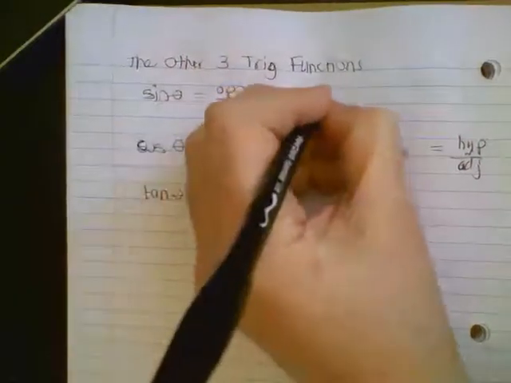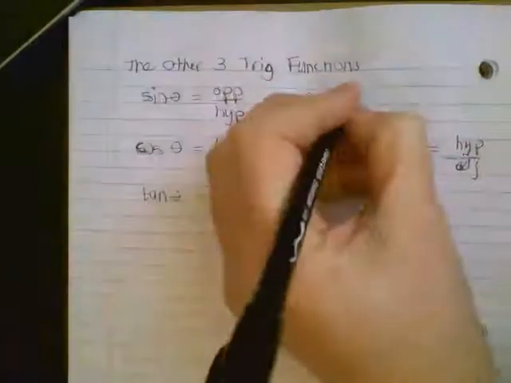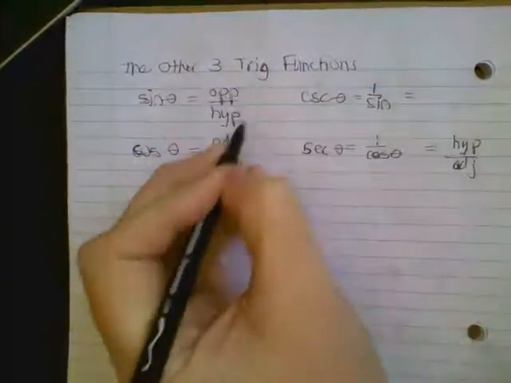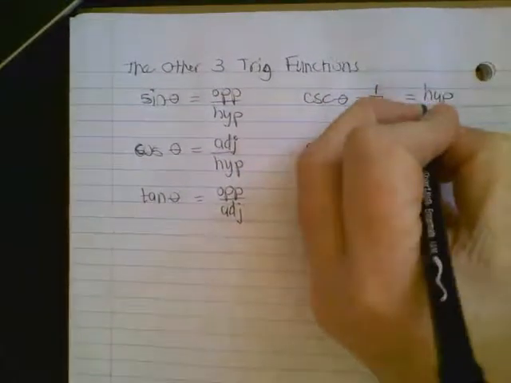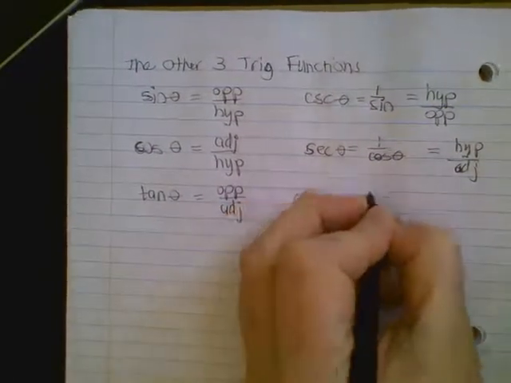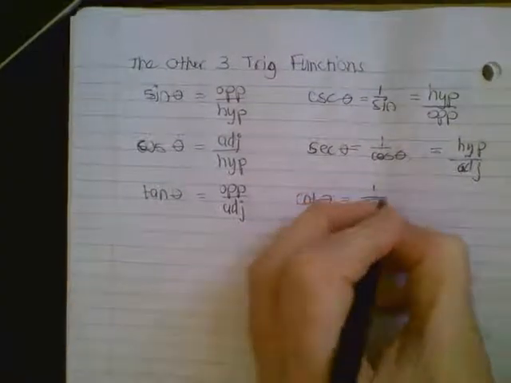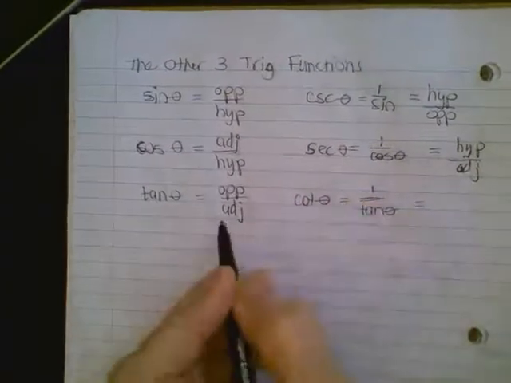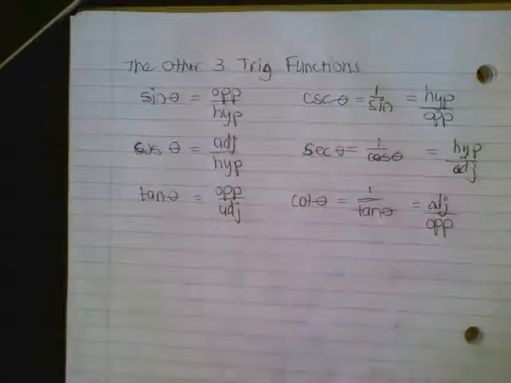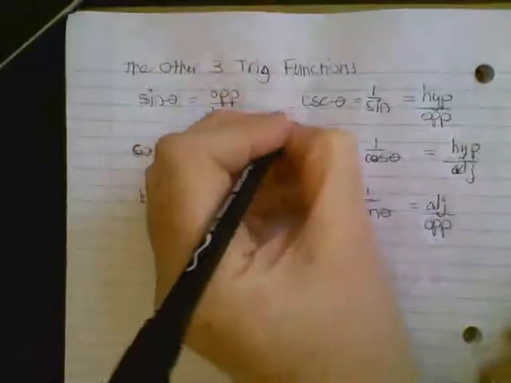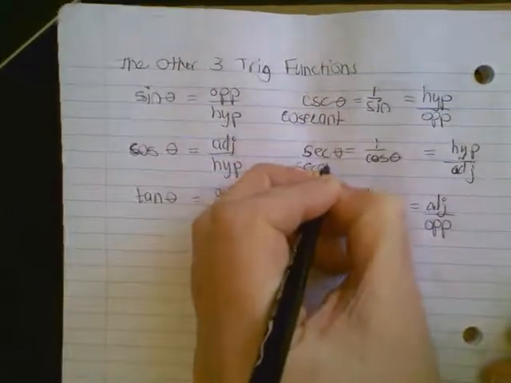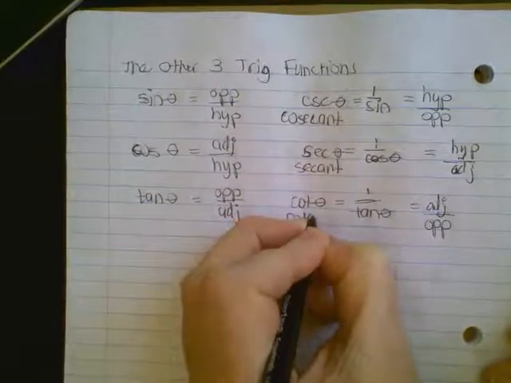Then there is cosecant of theta, and that is 1 over sine, which would be the reciprocal of sine, so hypotenuse over opposite. And then finally there is cotangent of theta, which is 1 over tangent. So that's the reciprocal of this, so that is adjacent over opposite. So this is called cosecant. This is called secant. And this is called cotangent.